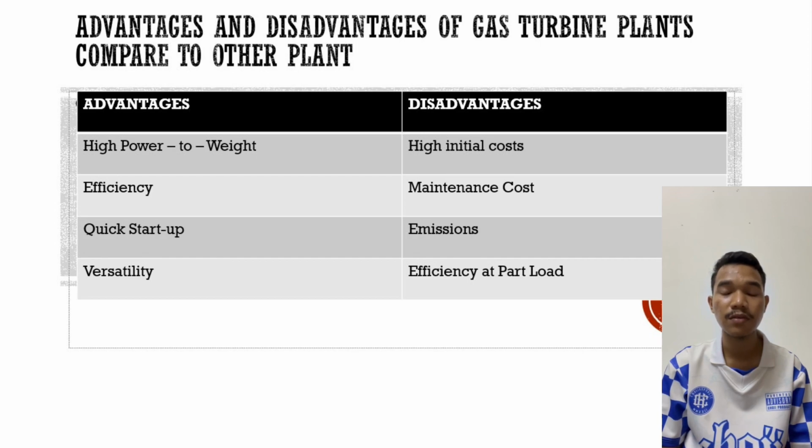suitable for power generation. The third is quick start up. Gas turbines can start and reach full power rapidly compared to some other power generation technologies, allowing for responsiveness in meeting demand. The fourth is versatility. Gas turbines can use various fuels including natural gas, diesel, and aviation fuels, providing flexibility in different applications.